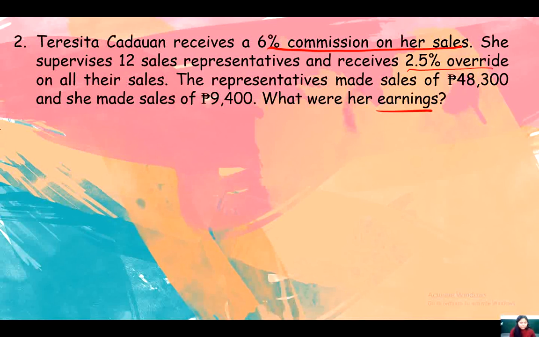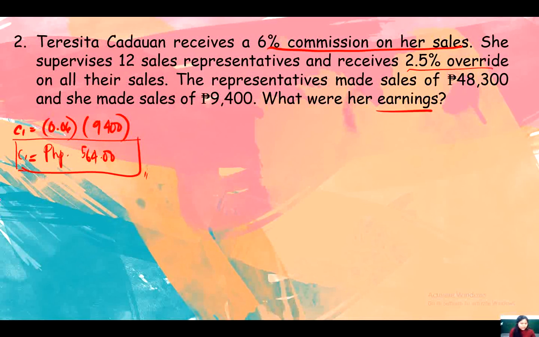Okay, so let's have commission 1. So, doon muna tayo sa sarili niya kay Teresita. So, she has 0.06, which is equivalent to 6% commission. And ang kanyang total sales amount is 9,400. Okay. What is the product? So, we have 564 pesos. Okay.